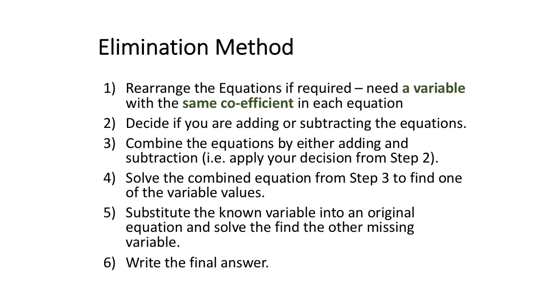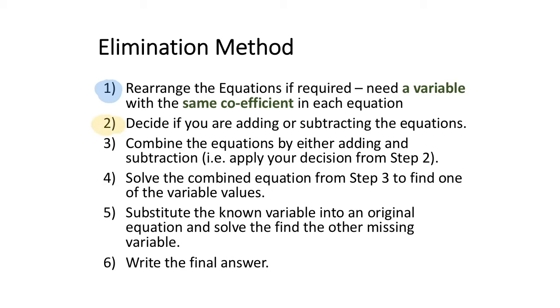The first step in using the elimination method is to rearrange the equations if required. It'll be required if we don't have a variable with the same coefficient in front of it. One of our variables needs to have the same coefficient. It can either be a positive or a negative number, but it needs to be the same number. If we don't have that, we need to change the equation to ensure that we've got that coefficient. So we might need to multiply each of the terms in the equations on both sides by the same number to change the coefficient in front of one of the variables.